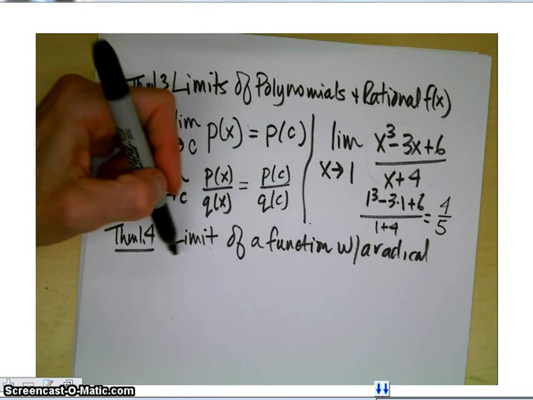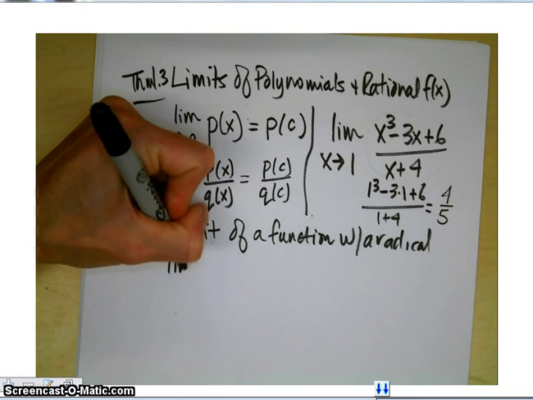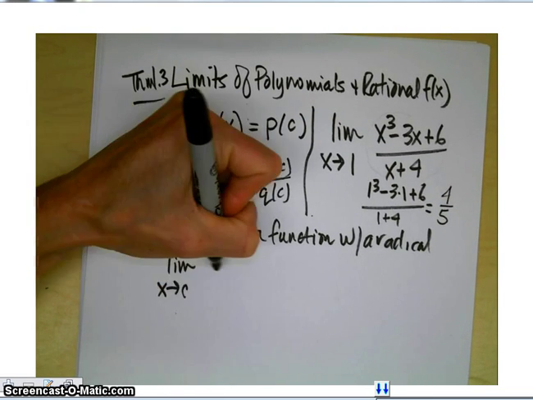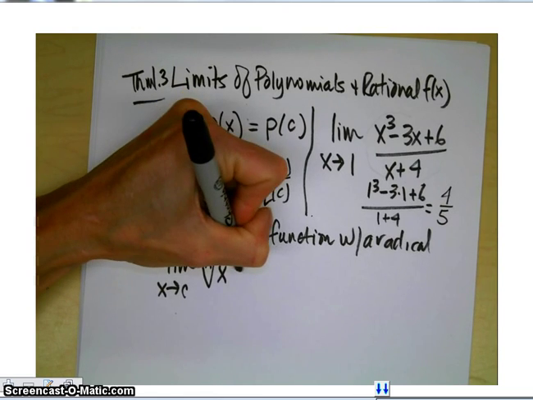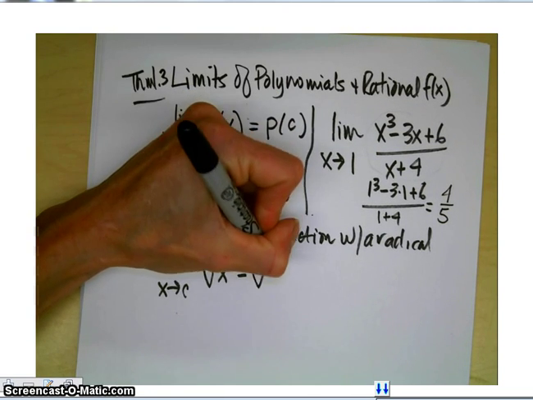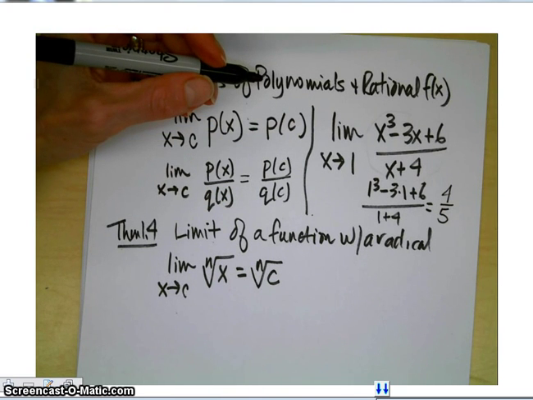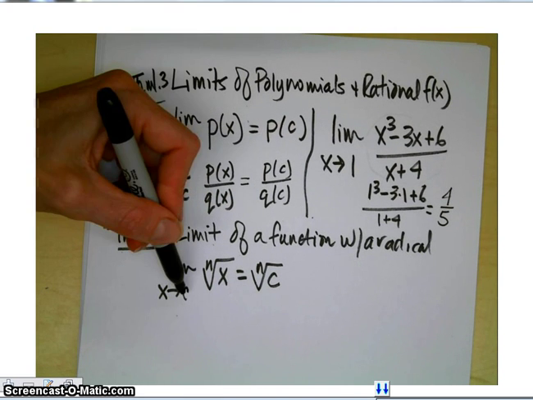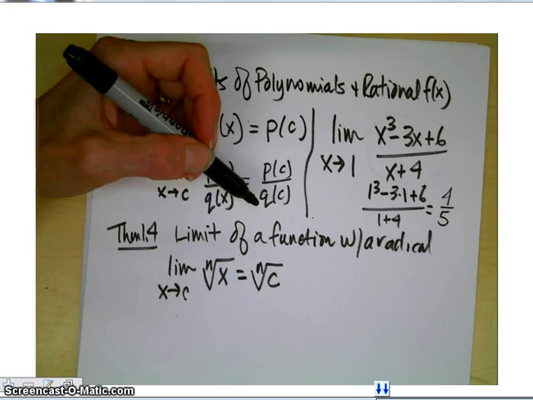All right, the limit of a function with the radical says that the limit as x goes to c of the nth root of x is, can you guess? The nth root of c. Substitution. Plug the x value into the function.